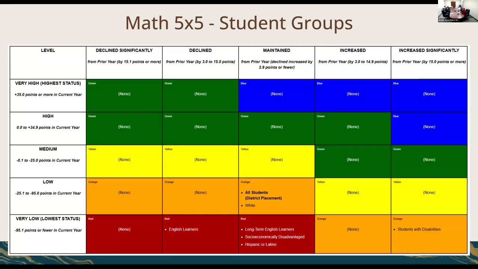But for this one, as far as our math and our student groups, we don't have anybody in column 1 under decline significantly. We do have a decline for our English learners, and we had a maintain for our students that were white. We had our long-term English learners, our socioeconomically disadvantaged, and our Hispanic or Latino students also maintain. We didn't have any groups increase, but we did have a significant increase with our students with disabilities. And then this is not school specific, this is district, it's all the students.